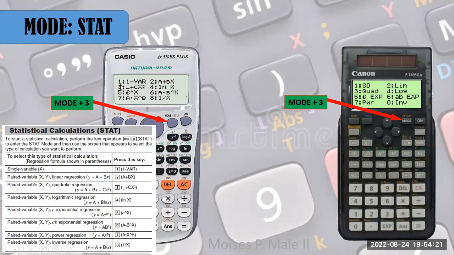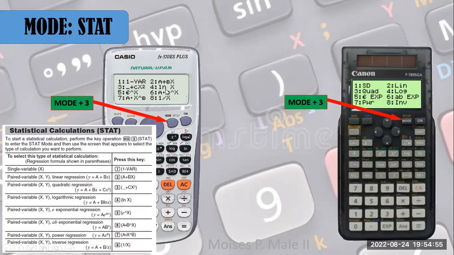Here, when you select 1, that is for single variable. For 2, that is for linear. That is paired input of x and y. The earlier one was just one variable, right? But you can have the option to have frequency. Then the other one is quadratic. This is quadratic. It's the same here.